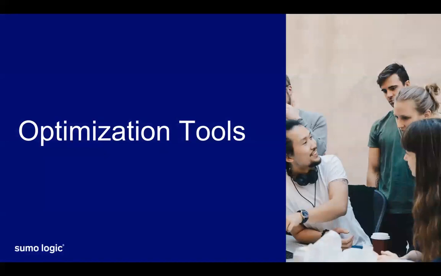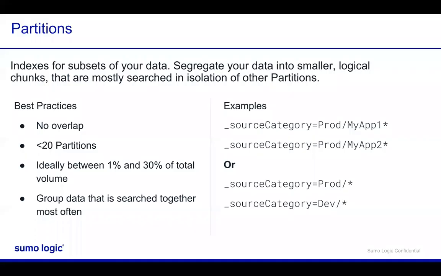All right, optimization tools. Let's go over a couple of them. So the first one is partitions, which I alluded to earlier, but let's certainly go into a little more detail with it now. What the partition allows you to do is to create an index for a subset of data. The way Sumo Logic works by default is essentially the data gets put into a general index. So as you start to ingest your data, all of it goes into one big bucket.